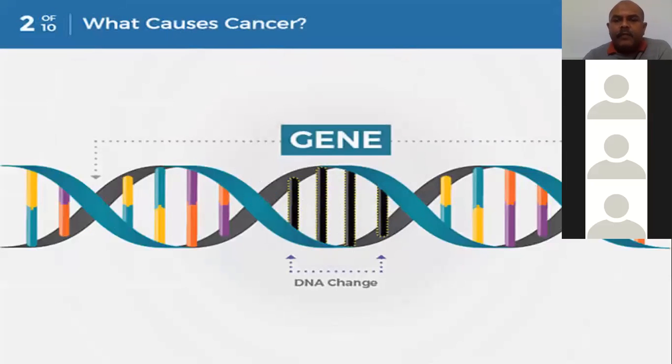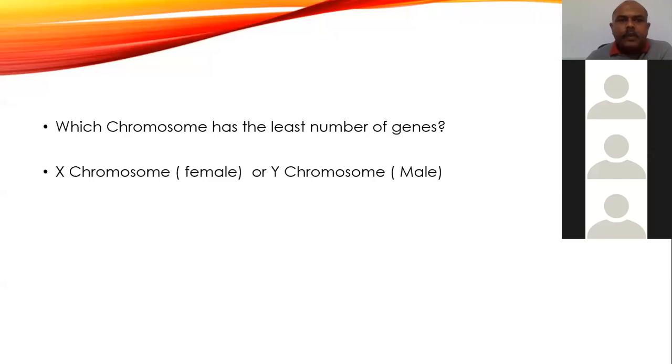So this is a magnified view of 2 DNA strands and nucleotide base pairs. Any change in these nucleotide base pairs is called a mutation. So a gene is a segment of this DNA. It consists of nucleotide base pairs. If any change occurs in these base pairs, adenine, thymine, guanine, cytosine, it leads to the formation of a mutation.